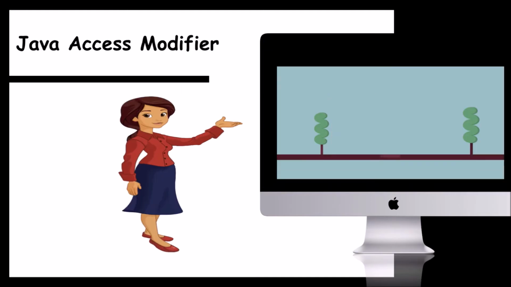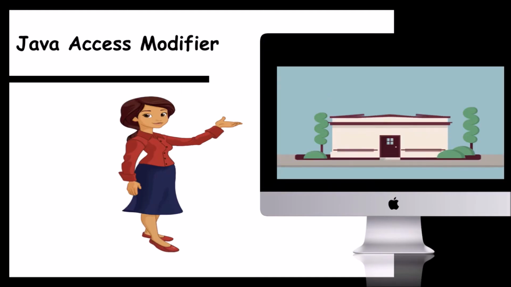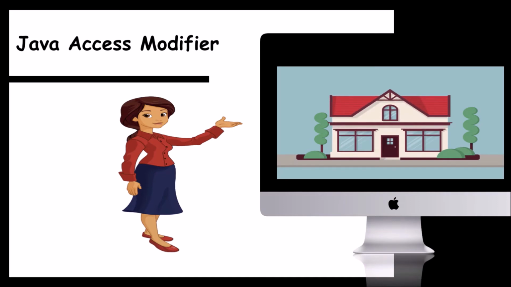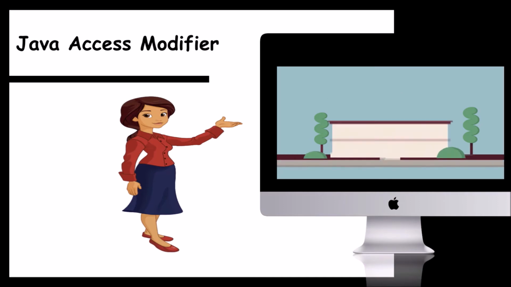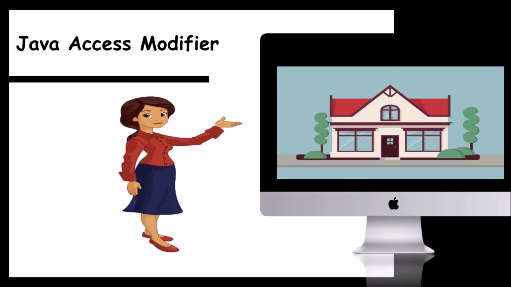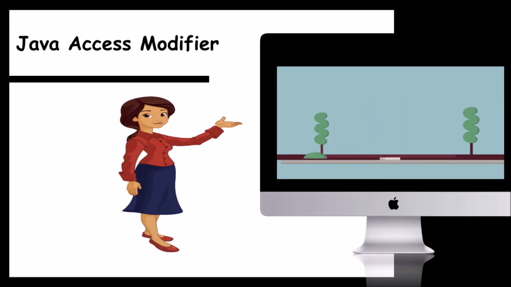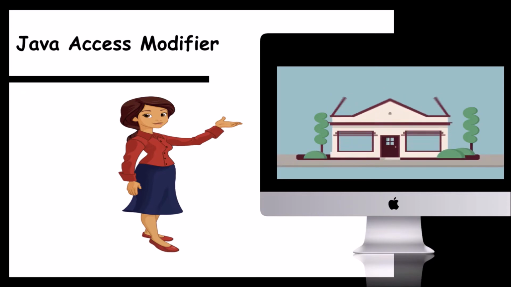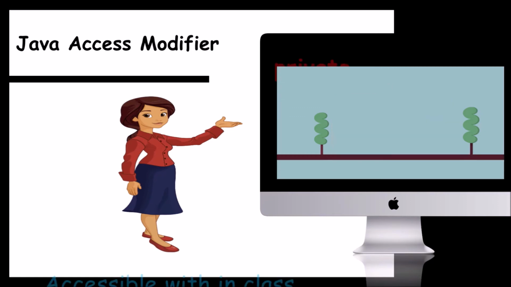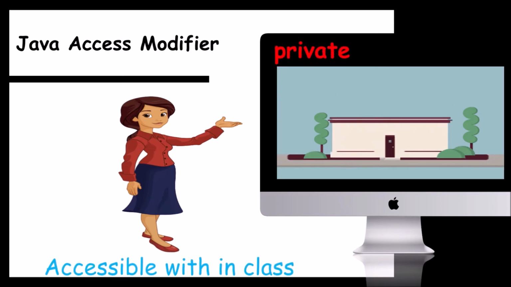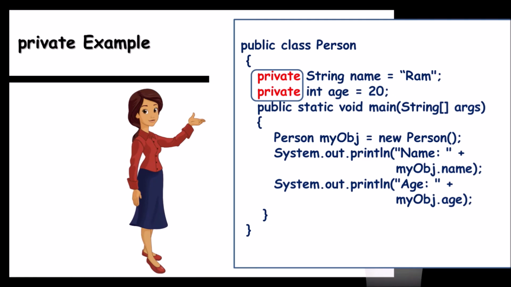Now, consider the private access modifier. Just compare it with a house, as it can be used privately by the family. The family members can access it. Likewise, if we declare a class or a method or a variable as private, they are accessible only within that particular class. Here, in this example, name and age are declared as private. So, the methods inside the class can have access over it, not others.